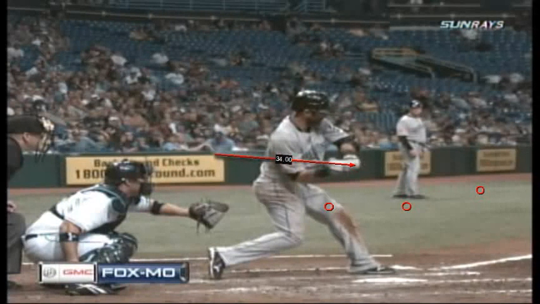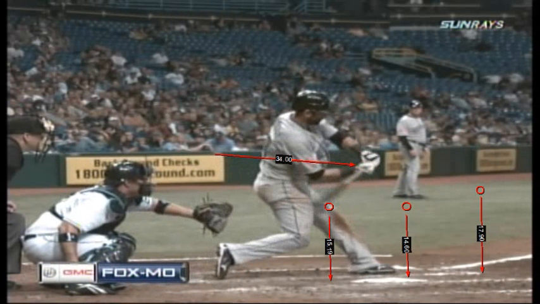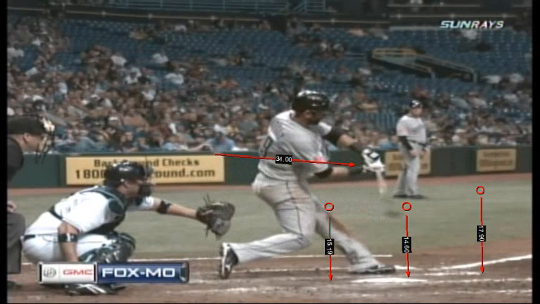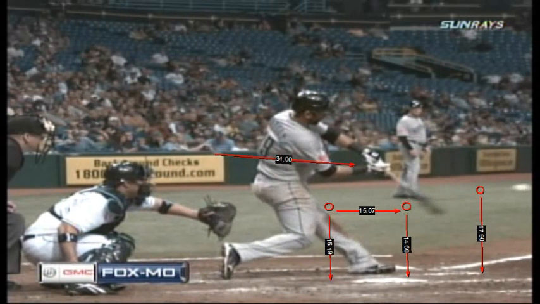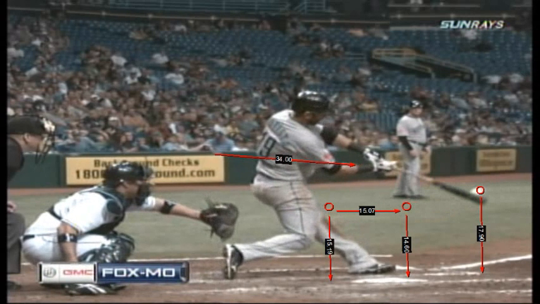Now, if this is contact point number 1 out in front, and this is contact point number 2, and this is contact point number 3, let's see, using this measurement tool, what the difference is between here and here. And I think it's roughly about 15 or 16 inches, somewhere in that range. And this one, about the same.